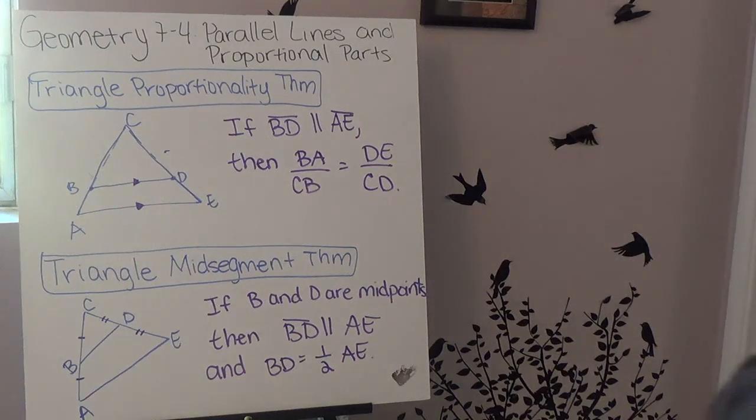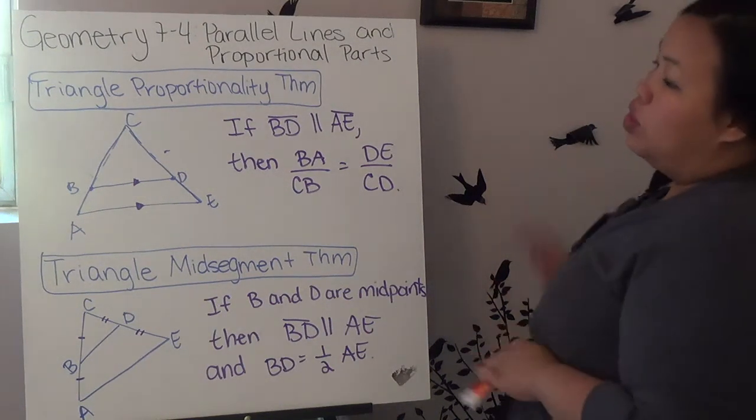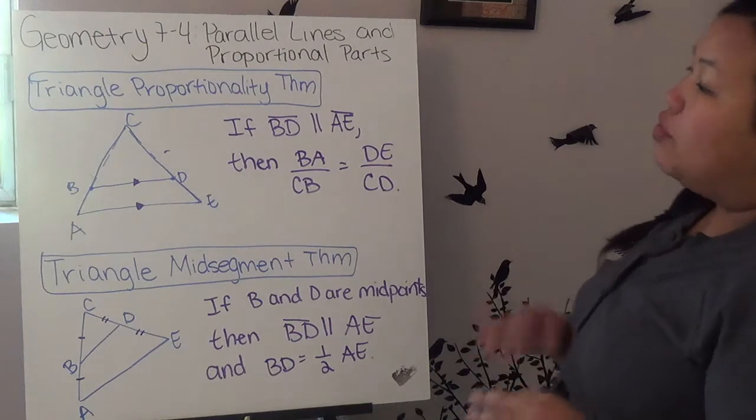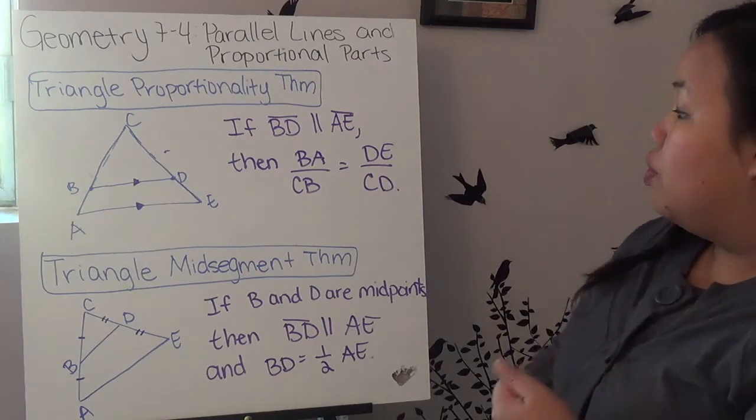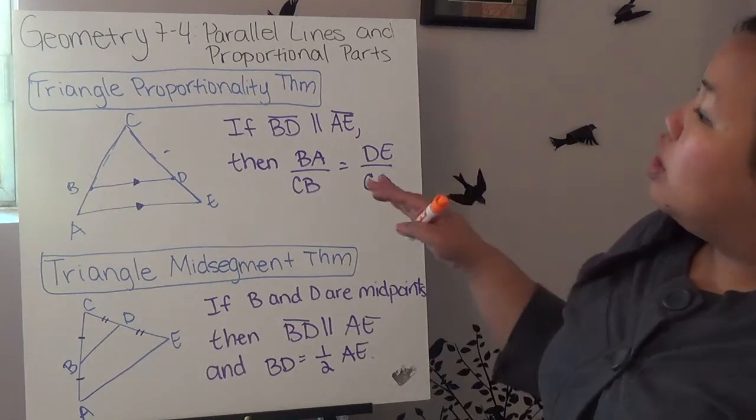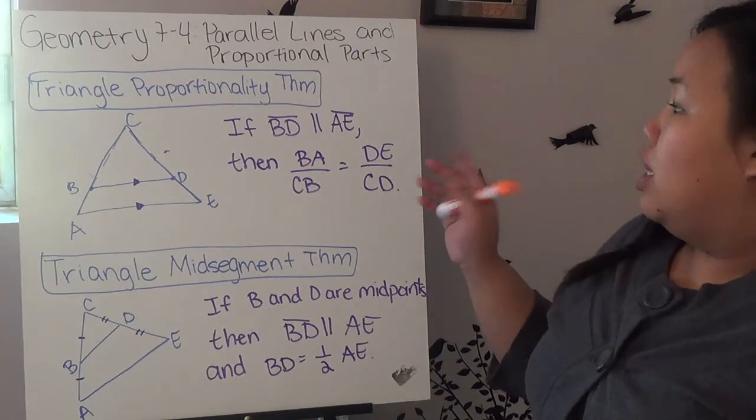In Geometry 7.4, we're dealing with parallel lines and proportional parts. And we have several theorems that we're going to go over before we can do this section. The first one is the triangle proportionality theorem.